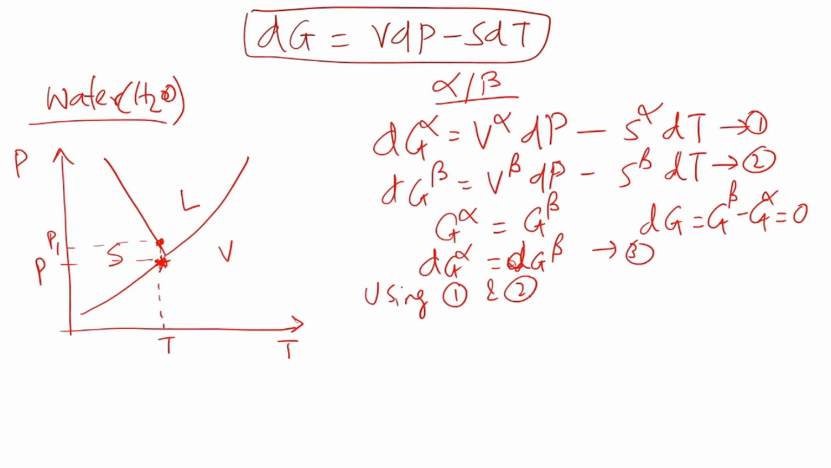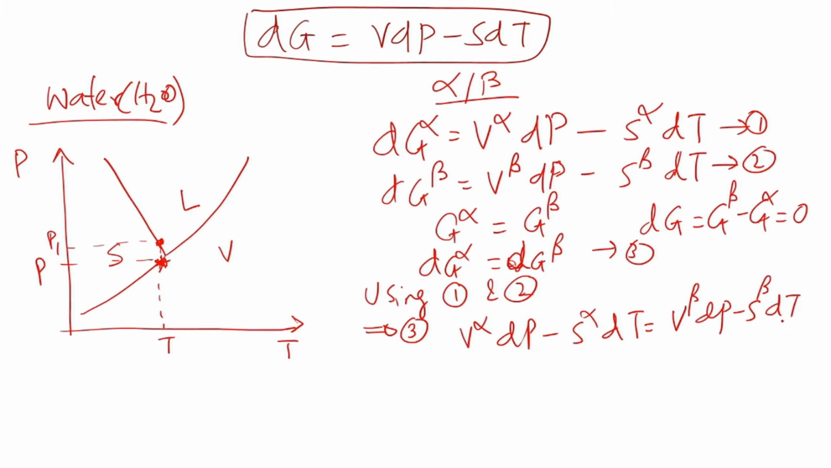3 can be rewritten. Why can it be rewritten? Very simple. V alpha dP minus S alpha dT is equal to V beta dP minus S beta dT. Now, once you reorganize, I will not do it. This will be V beta minus V alpha dP is equal to S beta minus S alpha dT. So, what do I get?